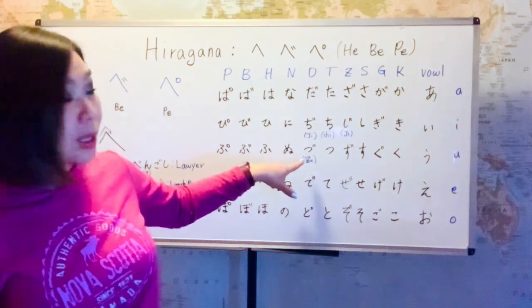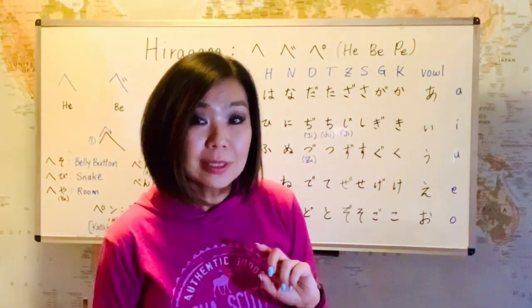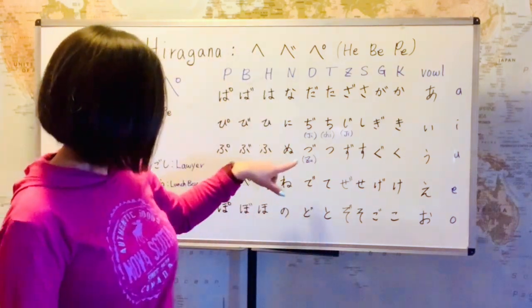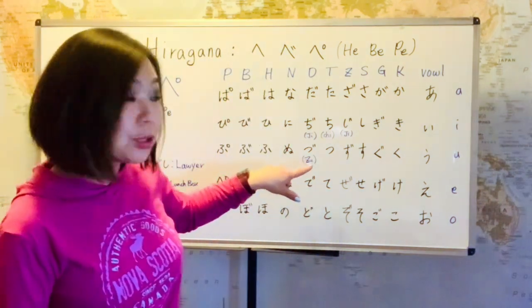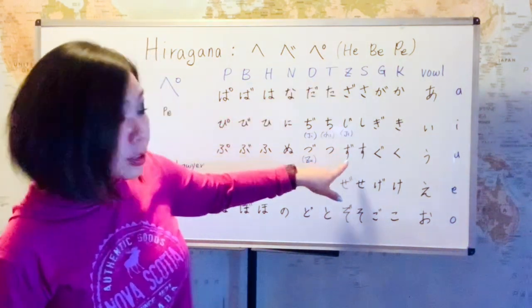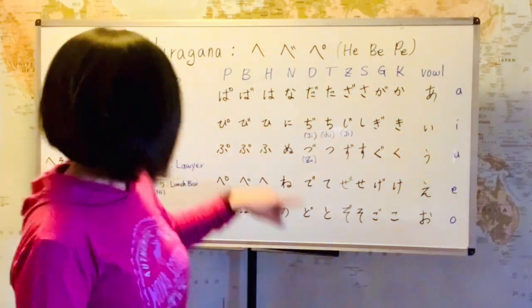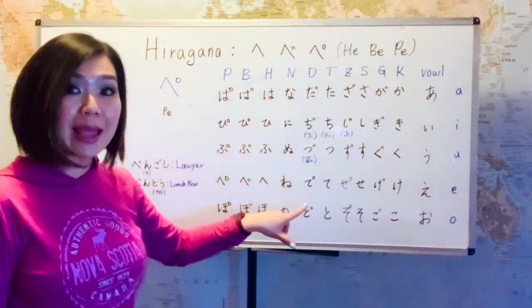And then the third one too, we have to be careful. D-U, du, doesn't exist in Japanese. So we pronounce it like Z-U, that's zu. So exactly the same as the Z line, zu. Different characters, exact same pronunciation. So that's da, ji, zu, de, do.